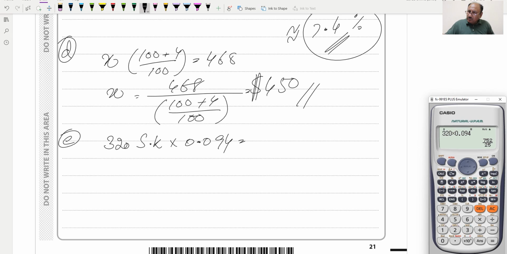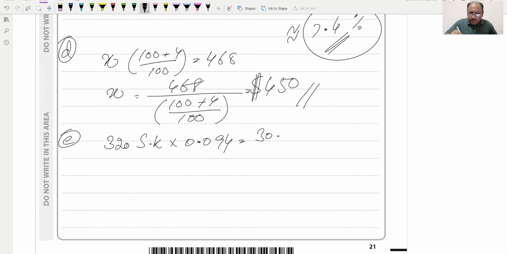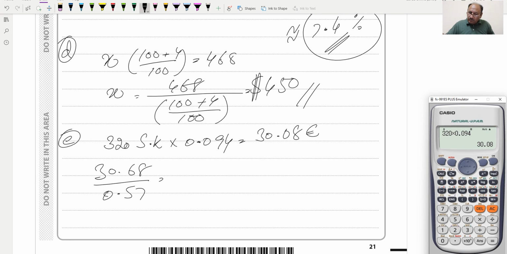0.094, and this is equal to 30.08. So 30.08, and this is euros. And now we have to convert this 30.08 euros to Canadian dollars, which is 0.57, and this will be equal to how much? So we'll divide by 0.57, which is equal to 52.77.